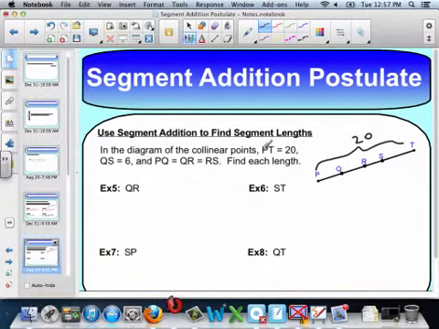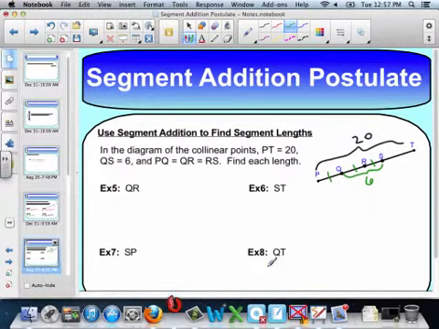Okay, so we now know that PT is 20. Then we're told that QS is 6. So let's put that. Alright, so QS is 6. And then we're told the next part. PQ is equal to QR, which is equal to RS. What does that mean? Dylan? So PQ is the same as RS pretty much. Yep. And both of those are also equal to QR. No, not 6. No.